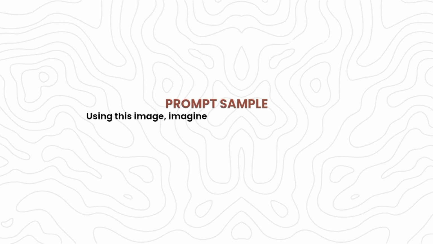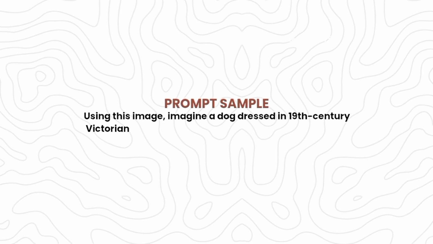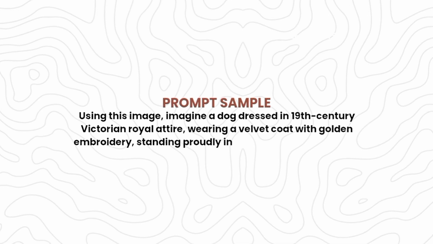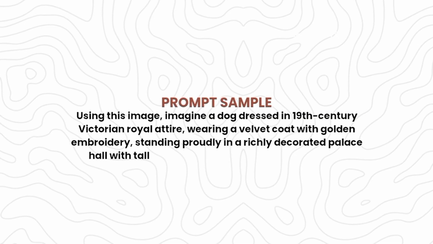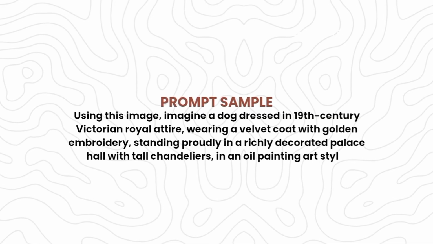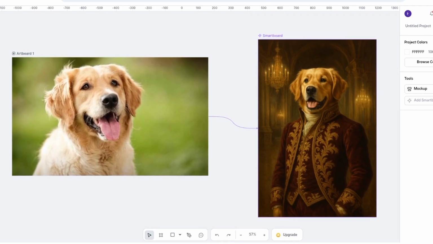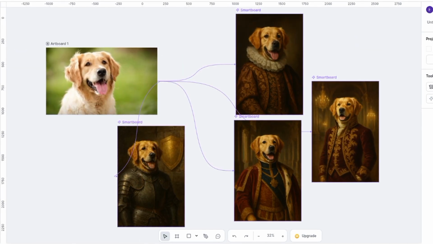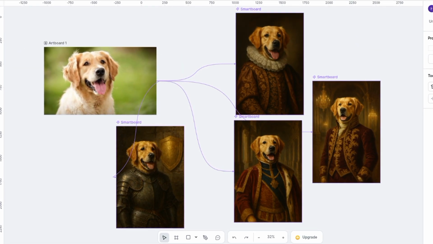Using this image, imagine a dog dressed in a 19th century Victorian royal attire, wearing a velvet coat with golden embroidery, standing proudly in a richly decorated palace hall with tall chandeliers in an oil painting style. Now you can see how Kittl Flows did an incredible job making the entire process effortless. I also tried this with other prompts using the same format, and the result was just impressive.